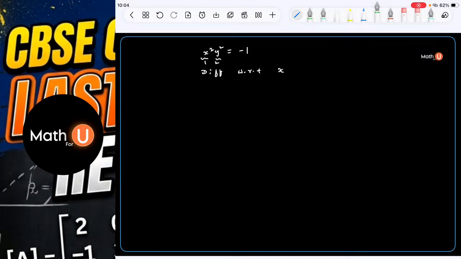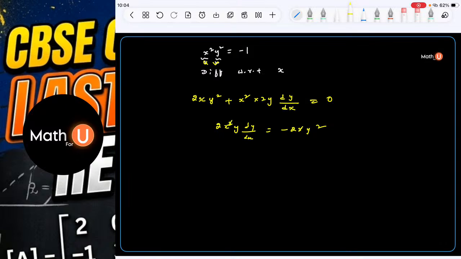Okay, what we get? Product rule is nothing but apply the uv rule. This is u, this is v. x square differentiation is 2x, keep y square as it is, plus keep x square as it is, y square differentiation is 2y, and y is a dependent variable, so you should multiply by dy by dx, that is equal to minus 1. 1 is a constant, its differentiation is 0. Then 2x square y dy by dx is equal to minus 2x y square.